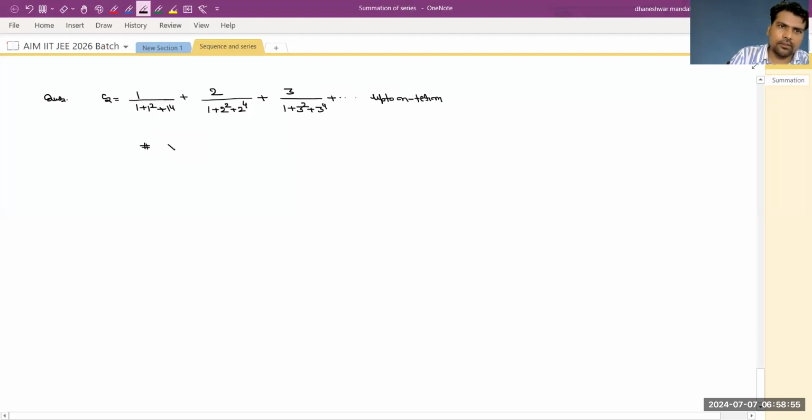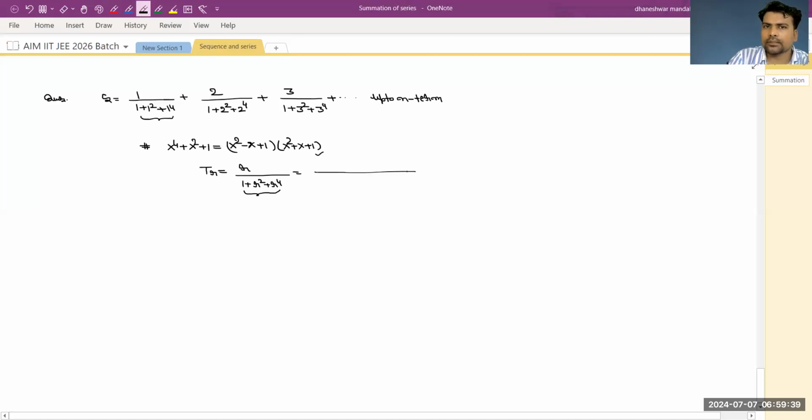Okay, so for this question, one concept is there. If we have a term x to the power 4 plus x squared plus 1, an algebraic factor is there. So what is the factor of this term? I can write this term in this way: this is the factor of 1 plus x squared plus x to the power 4. So if I want to write the rth term from here, then t of r is r divided by 1 plus r squared plus r to the power 4. Okay, so can I break this term by using this concept?